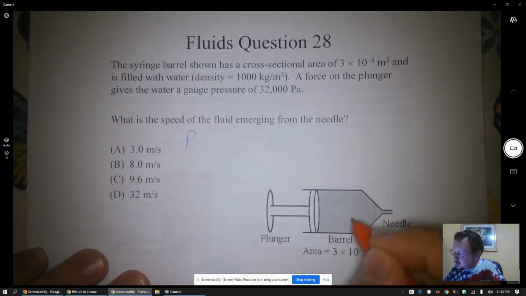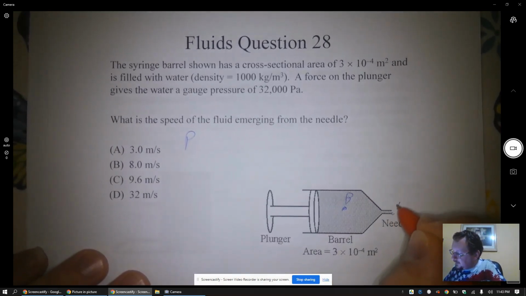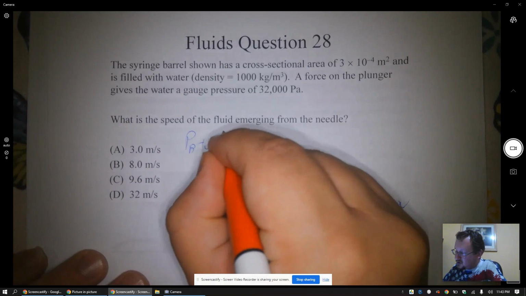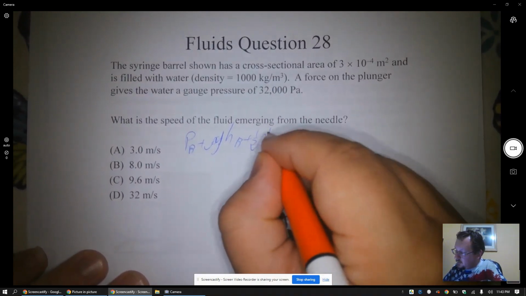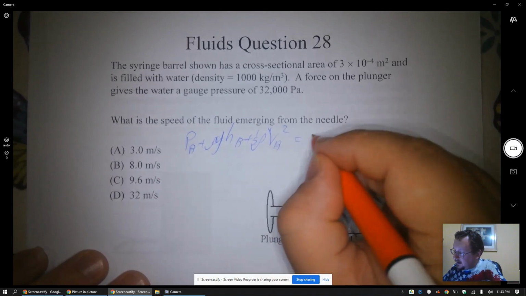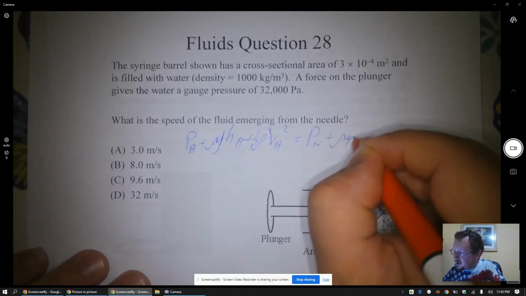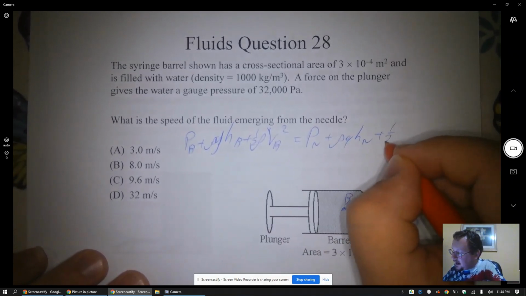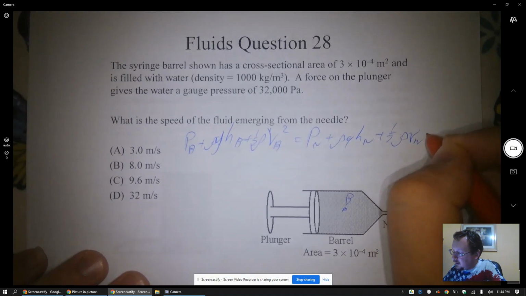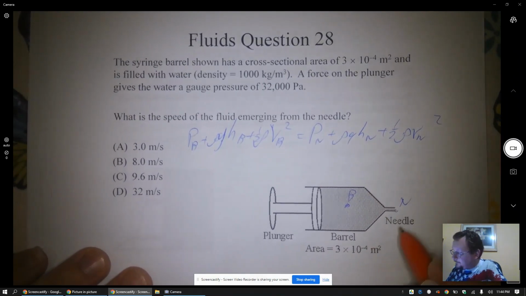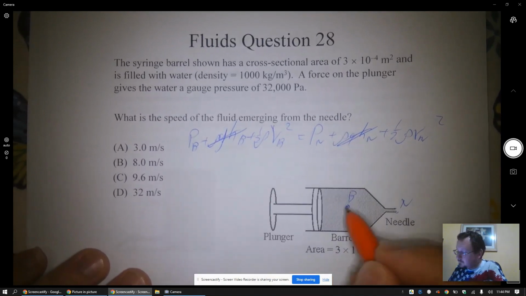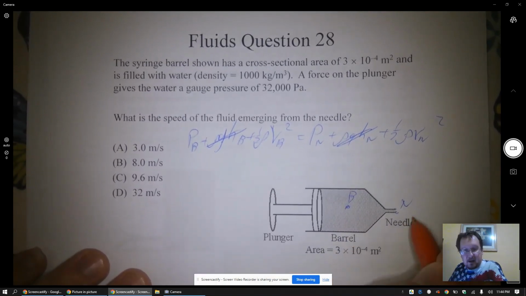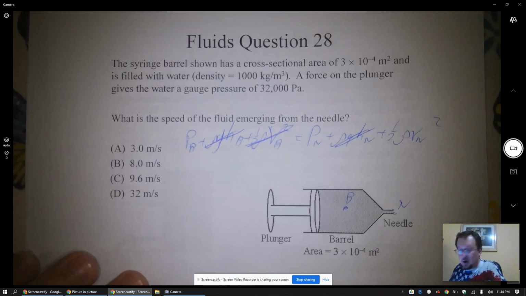Okay, what's the speed of the fluid emerging? Well, this is going to be in the barrel, and this is going to be in the needle. Pressure in the barrel plus rho g, height of the barrel plus 1/2 rho v squared in the barrel equals pressure at the needle plus rho g, height of the needle plus 1/2 rho v at the needle squared. Okay, now this point and that point are at the same height. Again, the barrel is very big compared to the needle, so that's super slow.